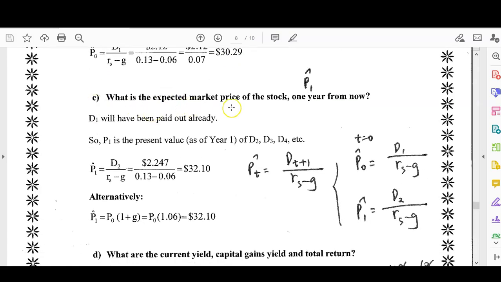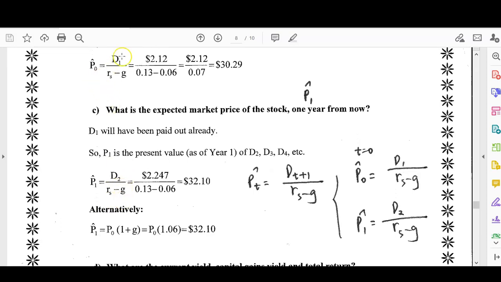Question C, what is the expected market price of the stock 1 year from now? So we want to know P1 hat. There are 2 ways to solve for it. D1 will have been already paid out if we're purchasing the stock at time 1. So P1 is the present value of D2, D3, D4, and so on. P1 equals D2 over Rs minus g, okay? Because P0 is D1 over Rs minus g, so P1 is D2 over Rs minus g. You can use D2, which is already calculated, 2.247, over Rs 13% minus g 6%. So we have 32.1 as our P1 hat.